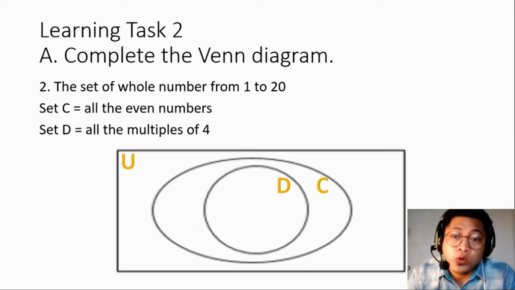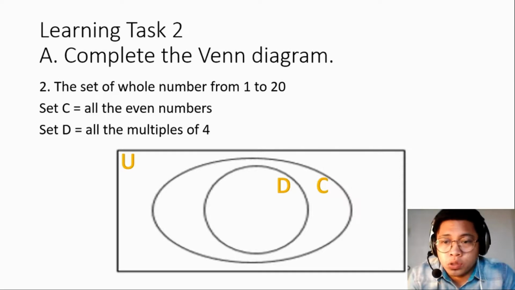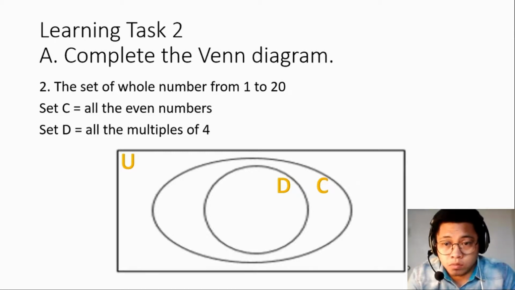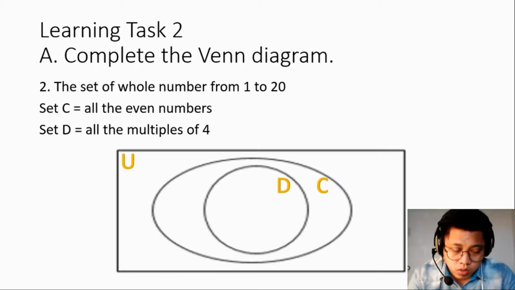Learning task number 2, letter A, complete the Venn diagram. Number 2, the set of whole numbers from 1 to 20. So that is our universal set, the whole numbers from 1 to 20. Set C, all even numbers. Set D, all multiples of 4.